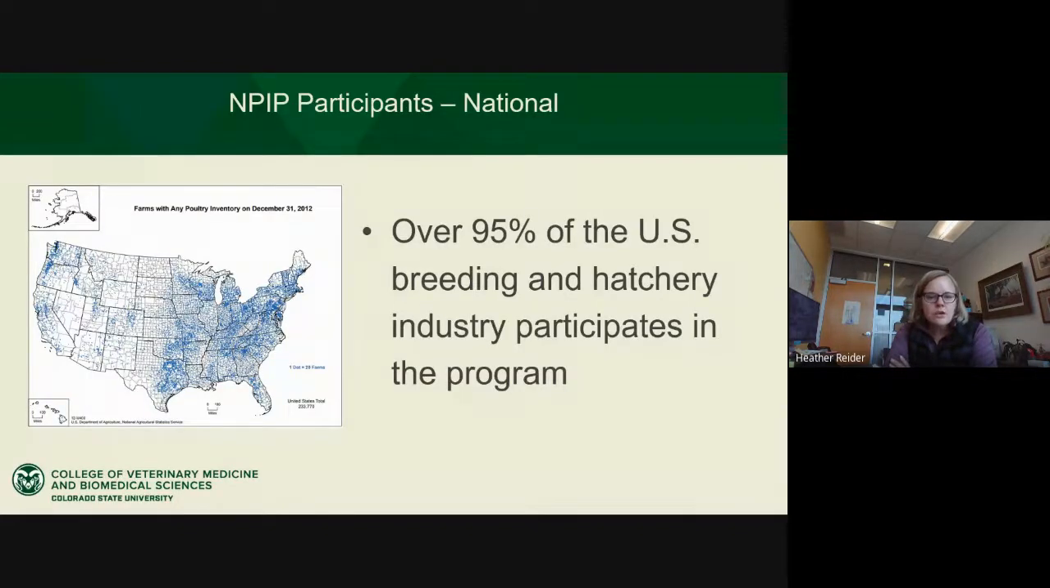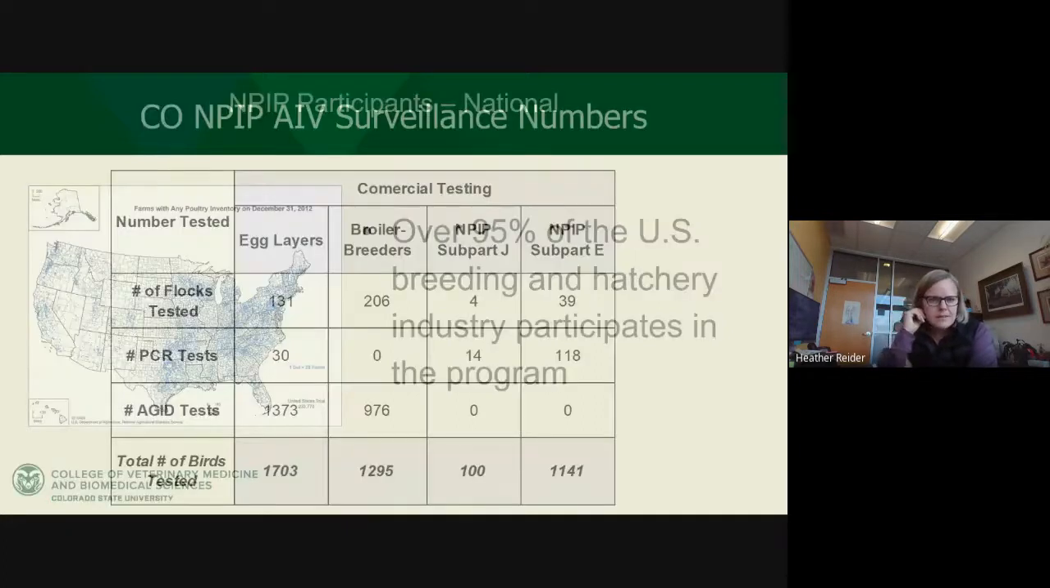I just wanted to show with this slide that most of the U.S. participates in the NPIP program, so it's not unique to Colorado. Obviously, there's a lot of poultry production on the East Coast and California on the West Coast. A little bit thinner here in the Wild West, but still a lot of production happening. But you can see how dense and how many participants there are in the NPIP program. Next slide.